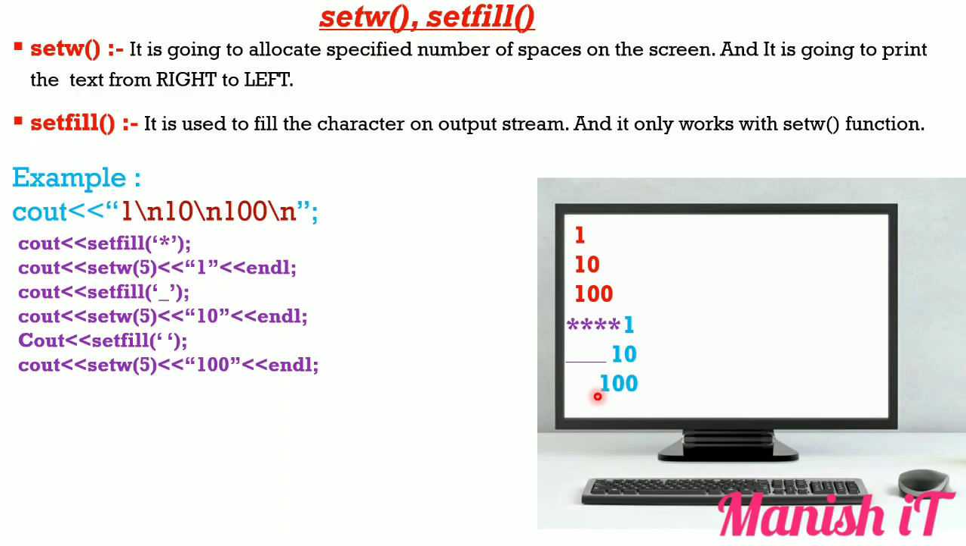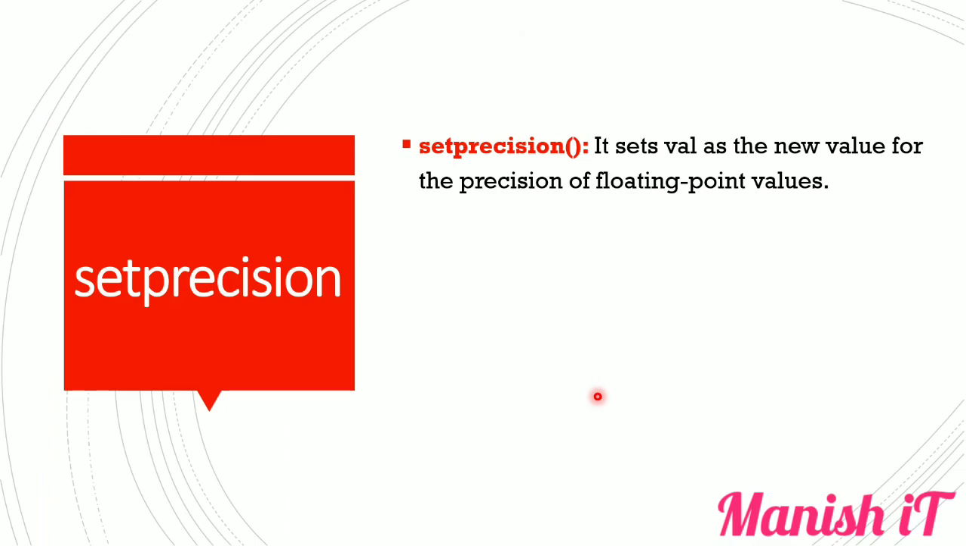Next is setprecision, and how it works. The setprecision function sets the value as the new precision for floating point values. Suppose the user has written cout 22 by 7.0. Simply, it gives 3.142857, so our output looks like this.